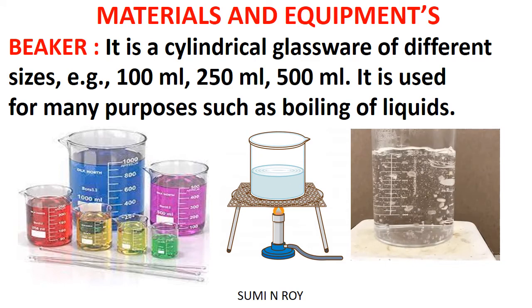One more glassware is the beaker. It is a cylindrical glassware of different sizes, for example 100 ml, 250 ml, 500 ml. You can find different types of cylindrical glasswares, beakers, here in the figure. They are used for many purposes such as boiling of liquid, sometimes storing, sometimes transferring the liquid.